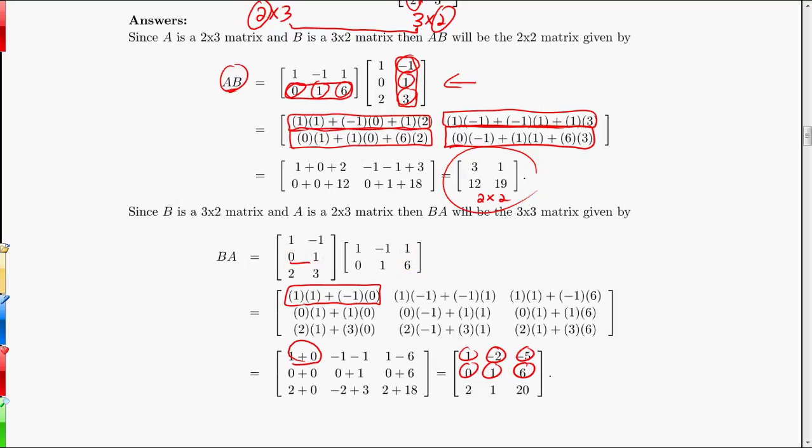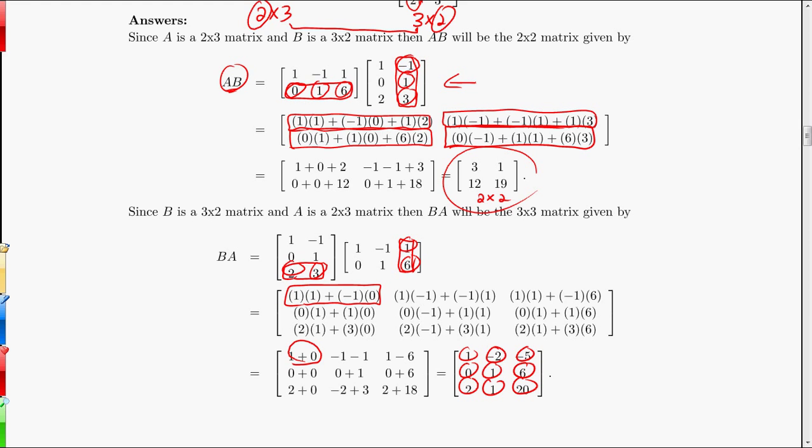And then you finish it off with the third row, first column. I get 2 times 1 plus 3 times 0. It's 2. Third row, second column. 2 times negative 1 plus 3 times 1 is just 1. And then finally, third row, third column is 2 times 1 plus 3 times 6, which is 20.